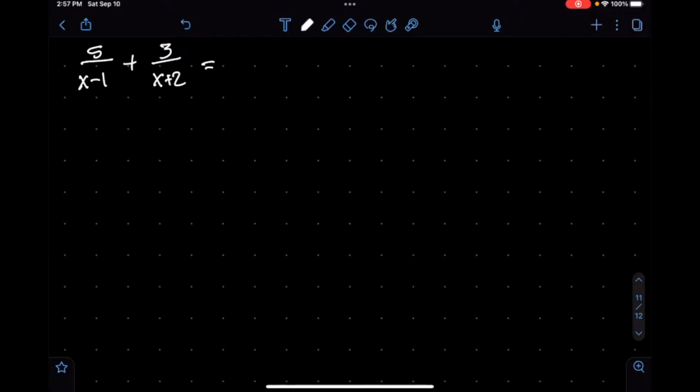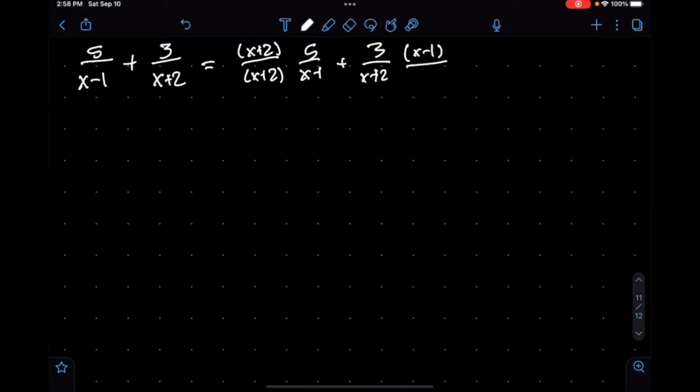We can do that by using the denominator of one of the fractions and multiplying it on both the top and the bottom of the other fraction. In this case, we can multiply by x plus 2 over x plus 2, and because they're the same, it technically equals 1, multiplied by 5 over x minus 1. And vice versa, we can do 3 over x plus 2 times x minus 1 over x minus 1.